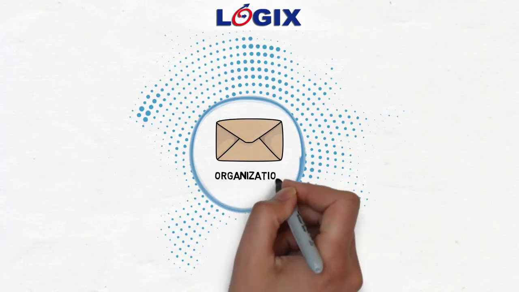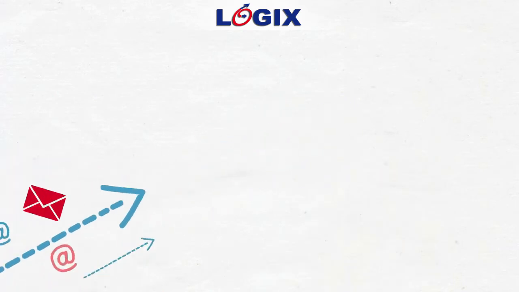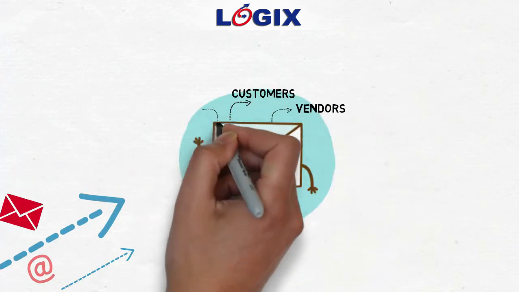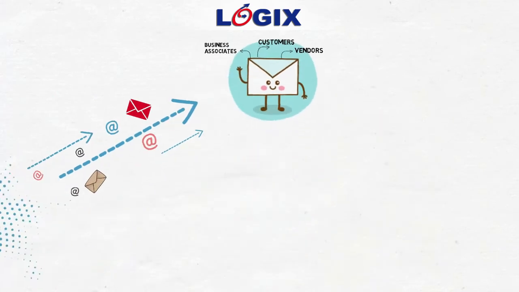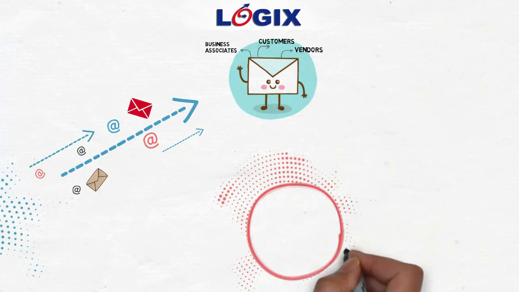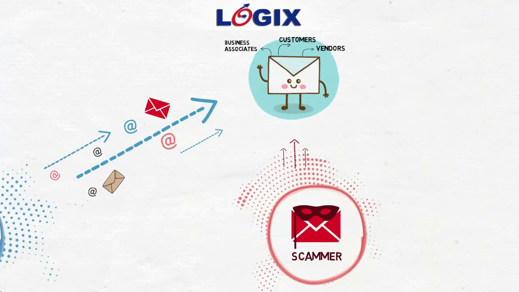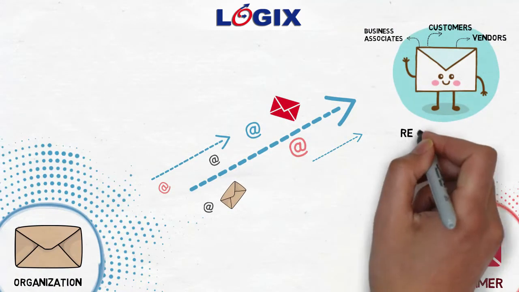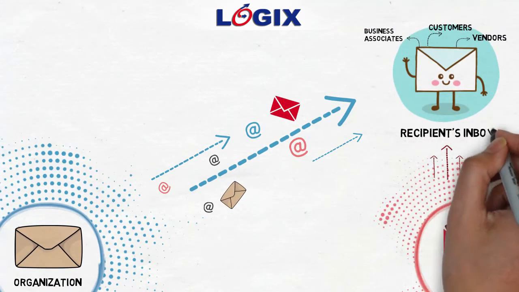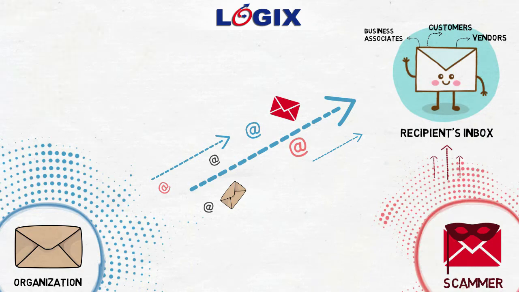Your organization sends emails to communicate with its customers, vendors, and business associates. Unfortunately, there would be miscreants who can mask your identity, sending emails on your behalf. Both these emails, legitimate and masked, get delivered to the recipient's inbox.